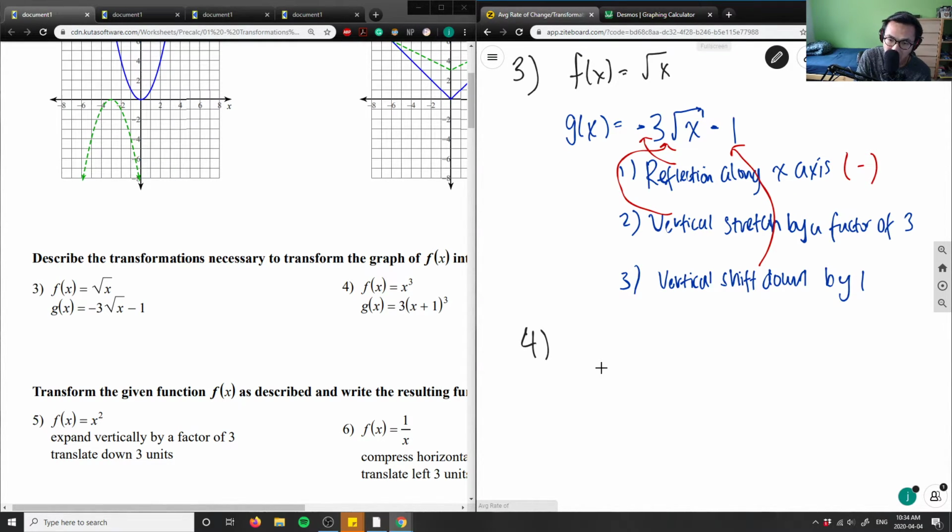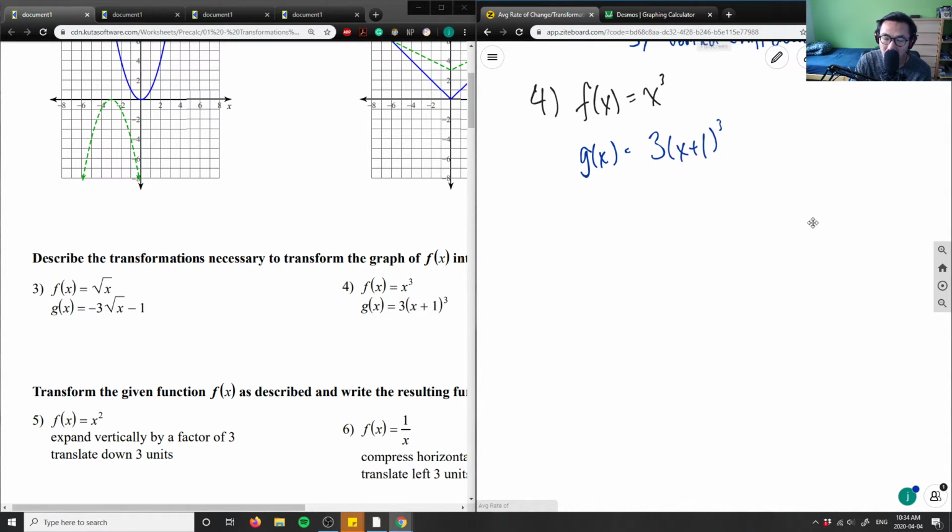So this is f of x equals x cubed, and then I'll do g of x in blue because this is a different function. This is g of x equals (3x plus 1) cubed. Sweet. So let's move on to this one.